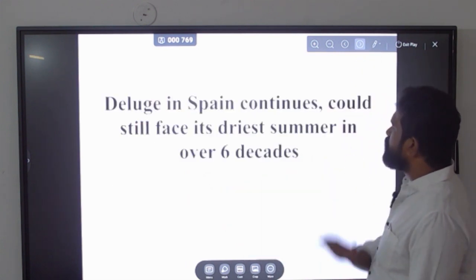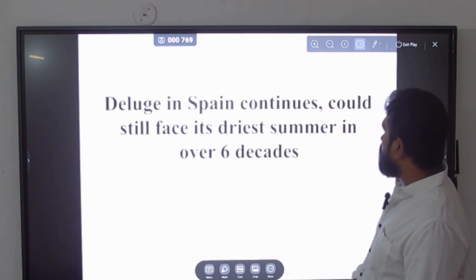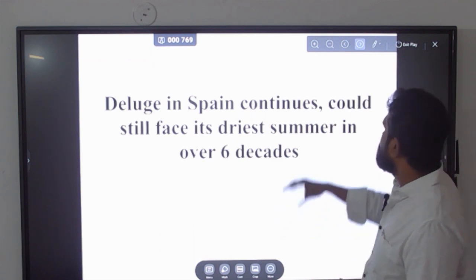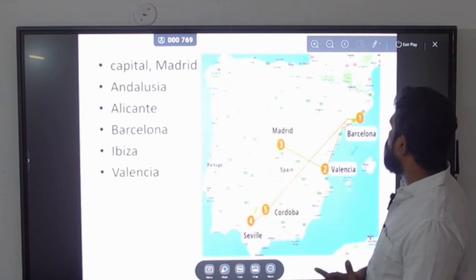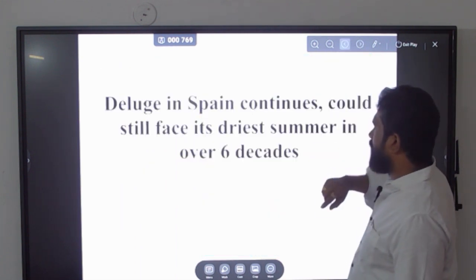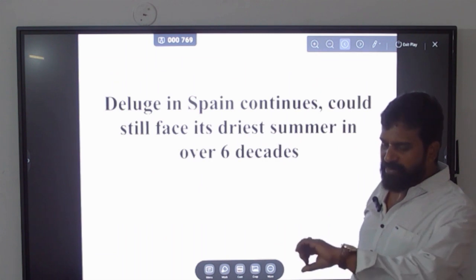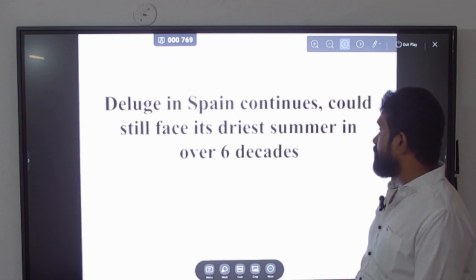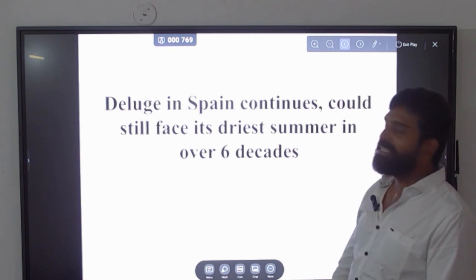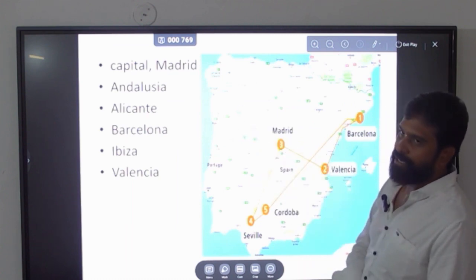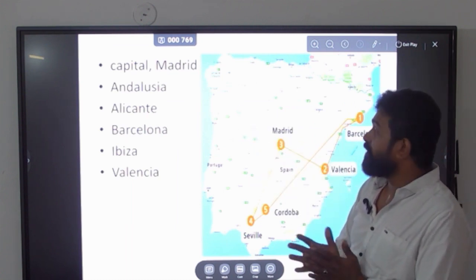Then see this news: deluge in Spain continues, could still face its driest summer in over 6 decades. This is the news, but you should know about these places. In Spain there is that much summer heat, the driest summer in over 6 decades. You see the places which are affected by this driest summer.